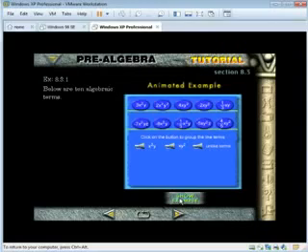Example 8.3.1. Below are 10 algebraic terms. Click on the button to group the like terms. These terms are like terms because they all contain the variables x squared y. Only their coefficients are different. These terms are like terms because they all contain the variables x, y squared. Only their coefficients are different.